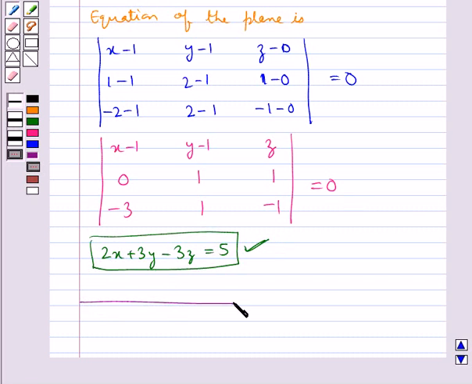This completes the session. Hope you have understood how we find the equation of a plane in normal form, equation of a plane perpendicular to a given vector and passing through a given point, and equation of a plane passing through three non-collinear points.